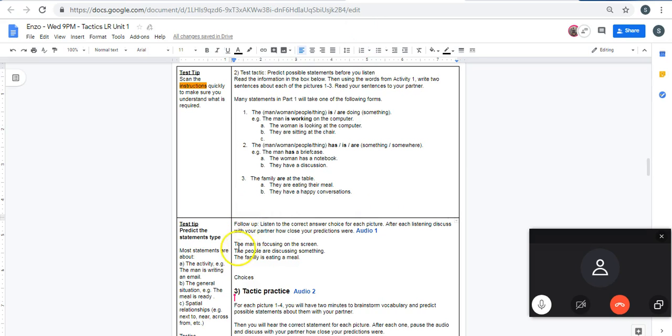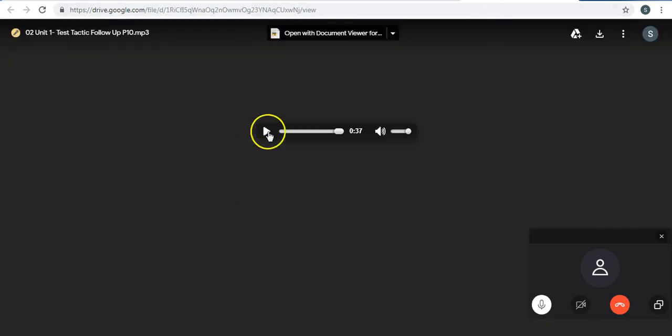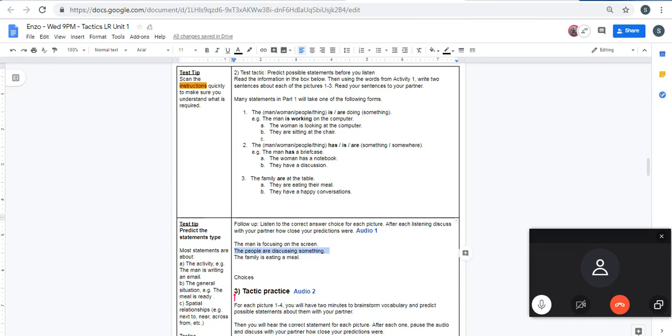Alright, so next, can you read sentence number 2? The people are discussing something. Is that the right sentence? Unit 1, test tactic follow-up. Number 1: The man is focusing on the screen. Number 2: The people are discussing something.